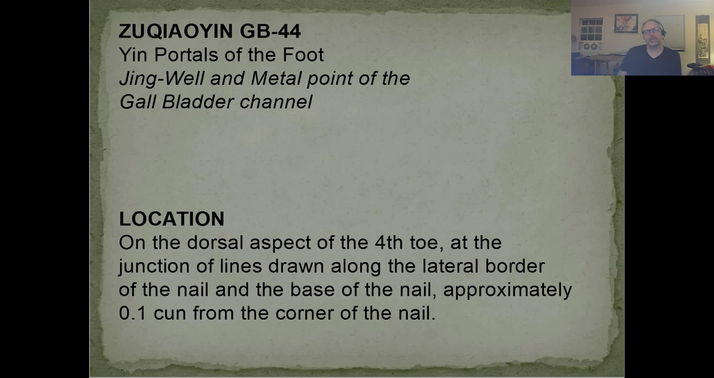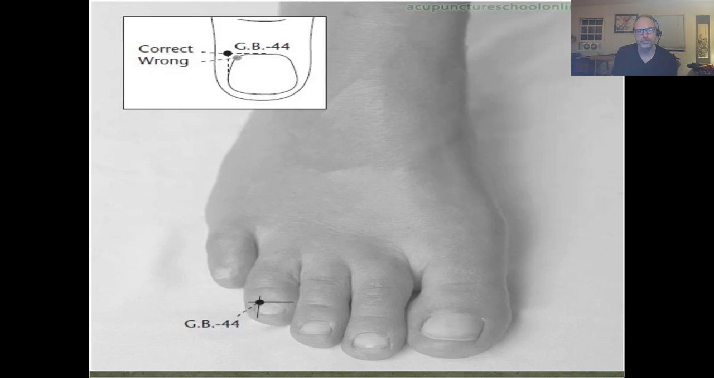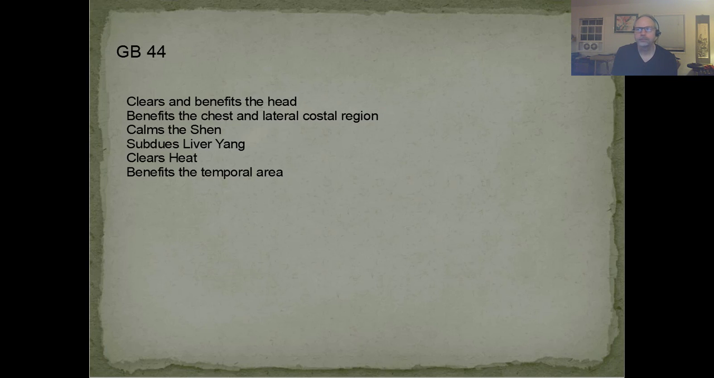44. 44 is the Jing well and the metal point of the gallbladder channel. On the dorsal aspect of the 4th toe, at the junction of lines drawn along the lateral border of the nail and the base of the nail, approximately 0.1 sun from the corner of the nail. There's our visual. Clears and benefits the head, benefits the chest and lateral costal region, calms the shen, subdues liver yang, clears heat, benefits the temporal region, and revives consciousness.